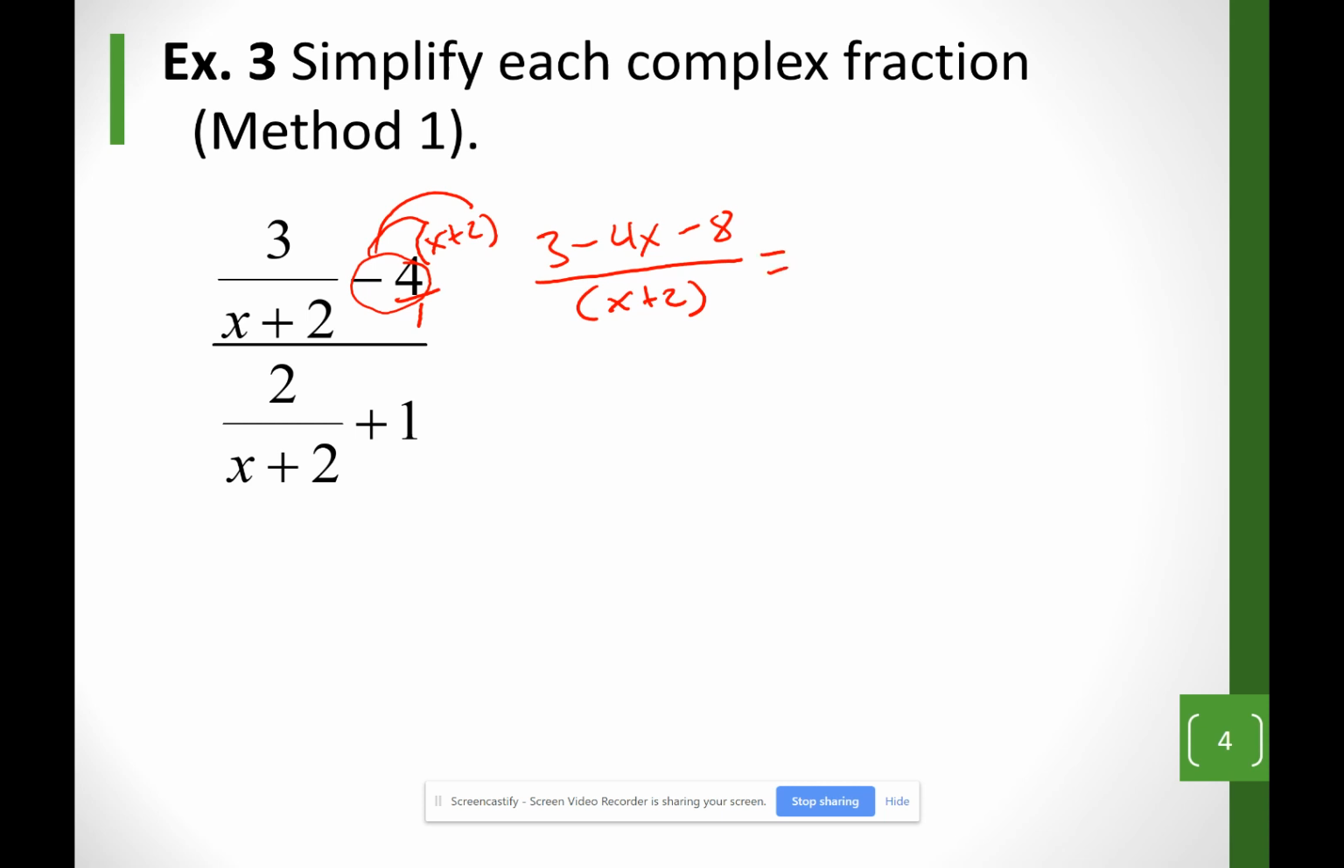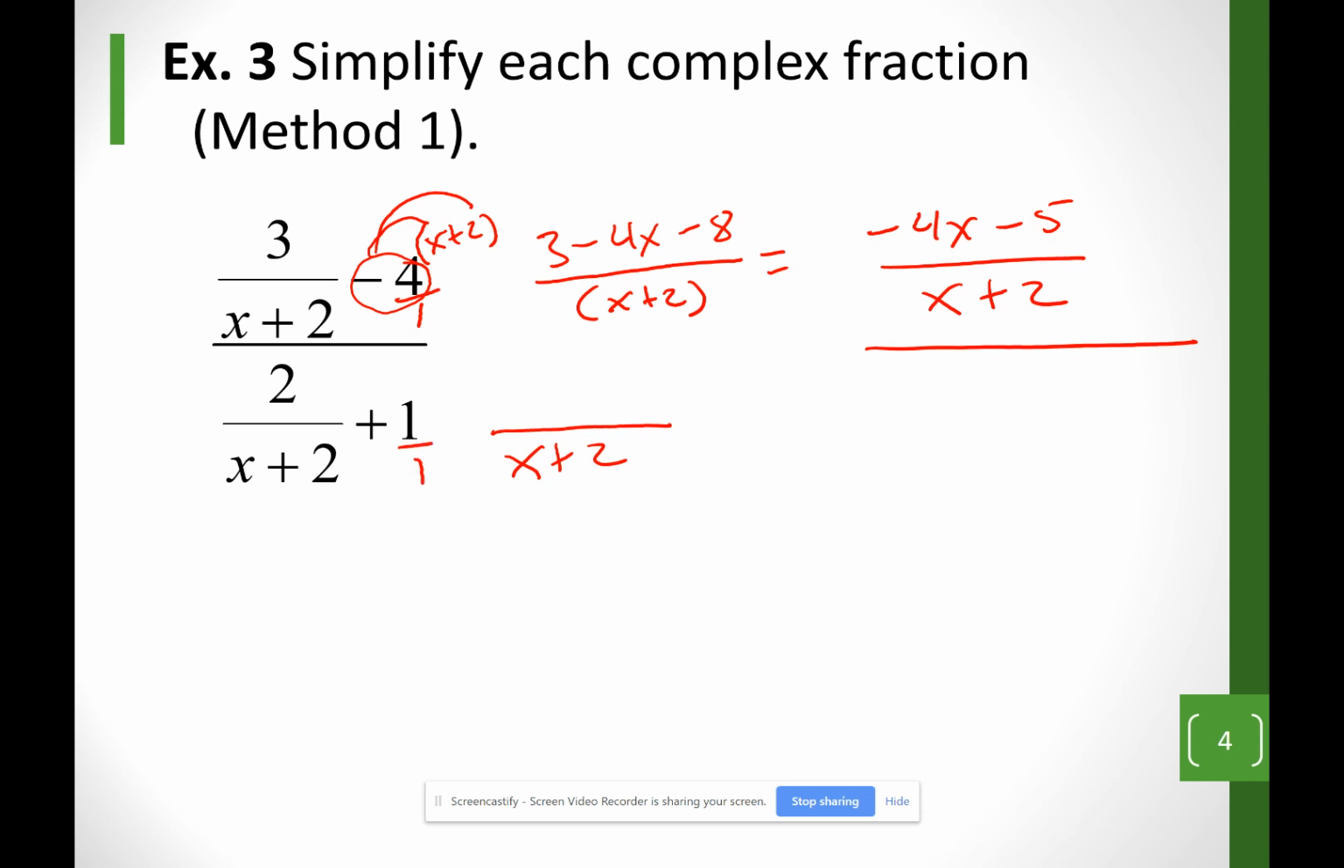All right, so now this can be simplified to negative 4x minus 5 over x plus 2. I just combine my like terms on the top. So the top is already one fraction. Now let me take a look at the bottom fractions. I'm going to say my least common denominator is x plus 2.